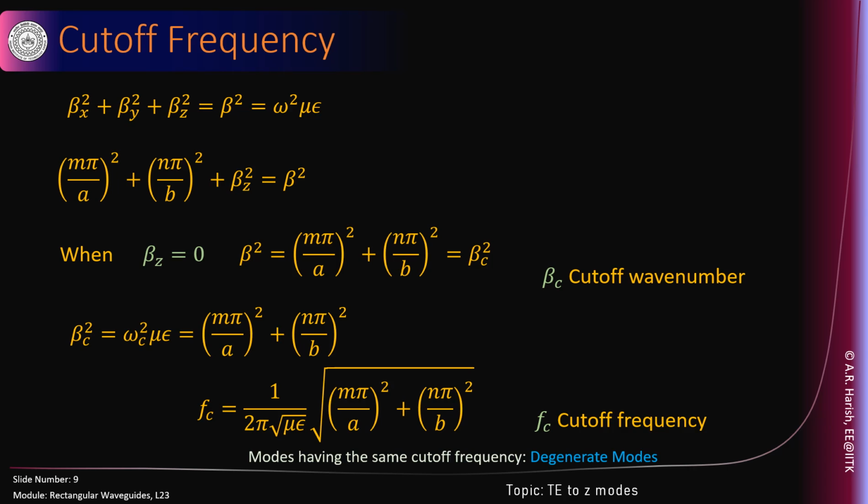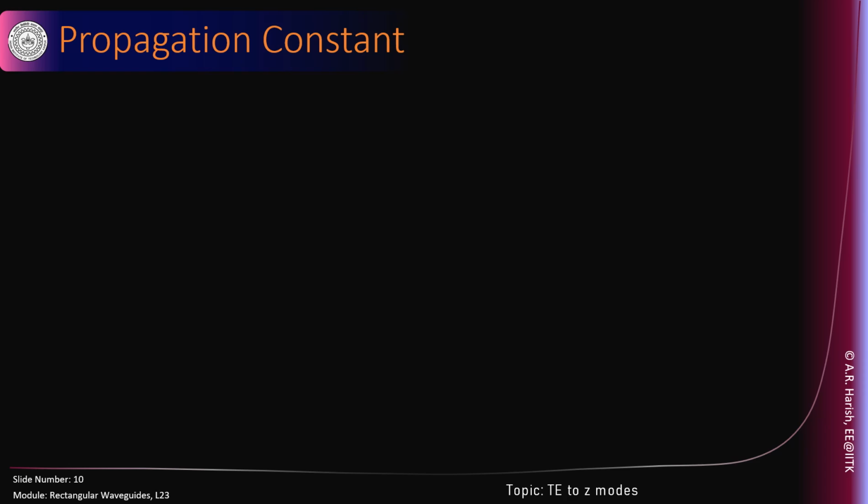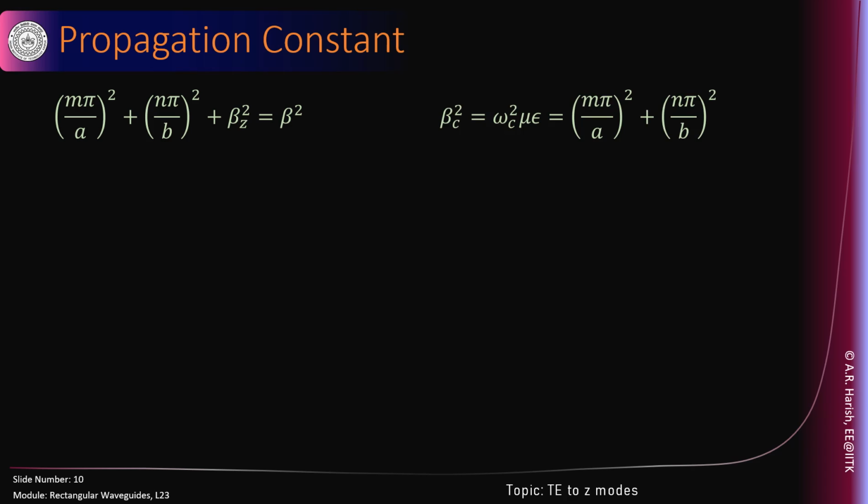Now we talk about the propagation constant. We have an equation for beta z, which is the propagation constant, in terms of m, n, a, b and beta. Beta depends on frequency and the material that is being used to fill the waveguide interior. So we know beta c square, we have shown that. Therefore, beta z square is nothing but beta square minus beta c square. If you take beta out common, you have 1 minus (fc by f) whole square. Square root of that times beta is beta z.